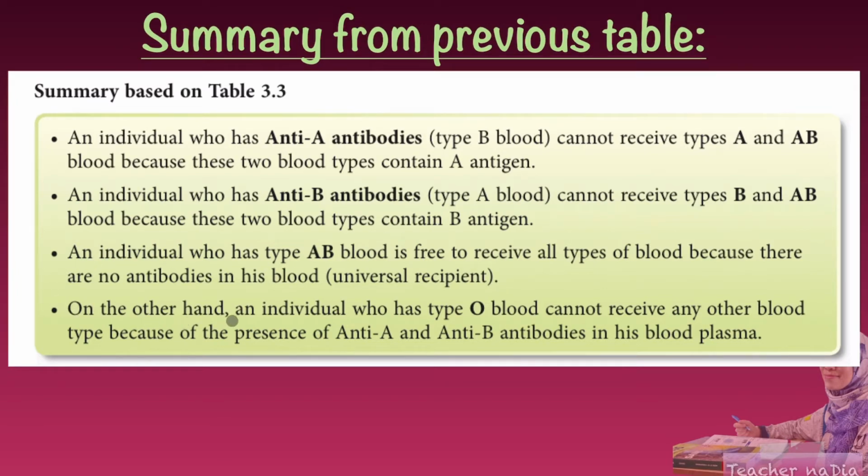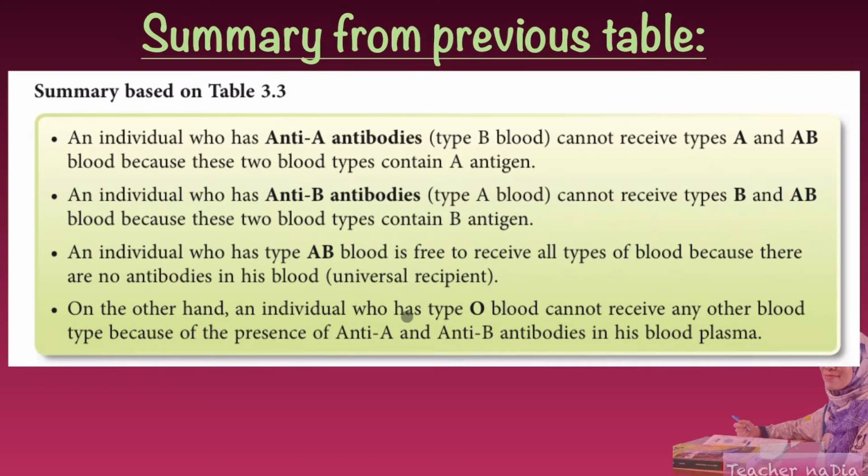On the other hand, an individual who has type O blood cannot receive any other blood type. What's the reason? Because of the presence of anti-A antibodies and also anti-B antibodies in his blood plasma. We know that the person who has type O does not have any antigens.